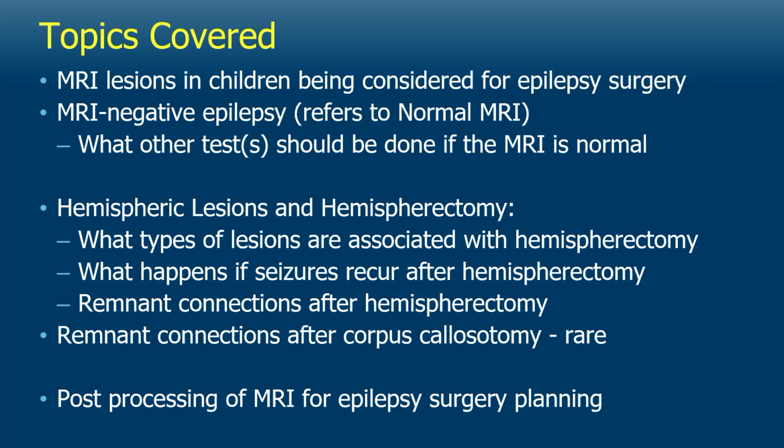Next, we will cover hemispheric lesions. These are big lesions that affect one side of the hemisphere or one side of the brain. And patients with hemispheric lesions will undergo hemispherectomy. Most of you are familiar with what hemispherectomy is, but for those who are less familiar, this is a type of surgery that fully disconnects the bad side of the brain from the good side of the brain. We will also look at what happens if seizures recur after hemispherectomy. What do we do then? And then in the last part of the presentation, we will review post-processing of MRI for epilepsy surgery planning.